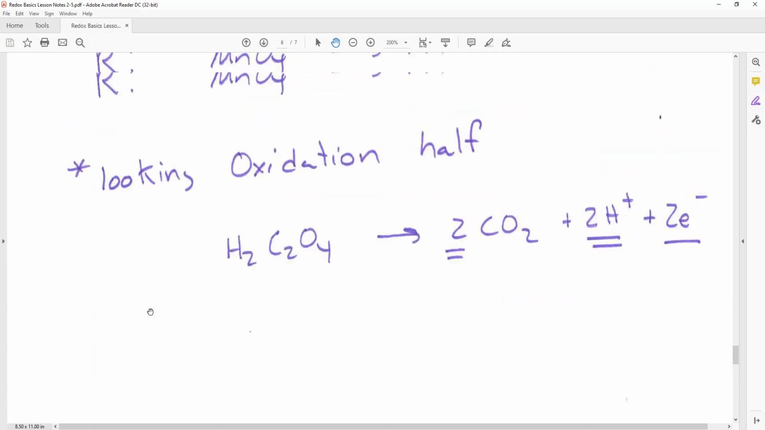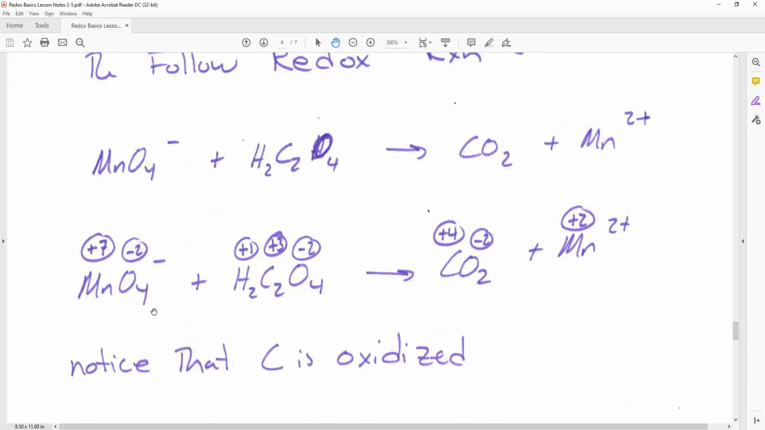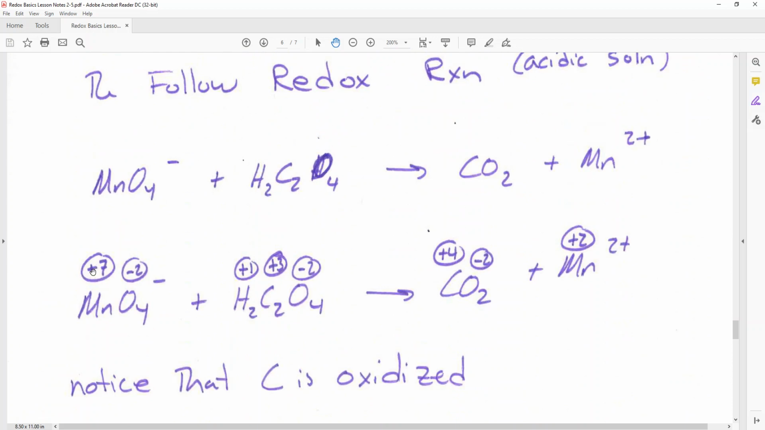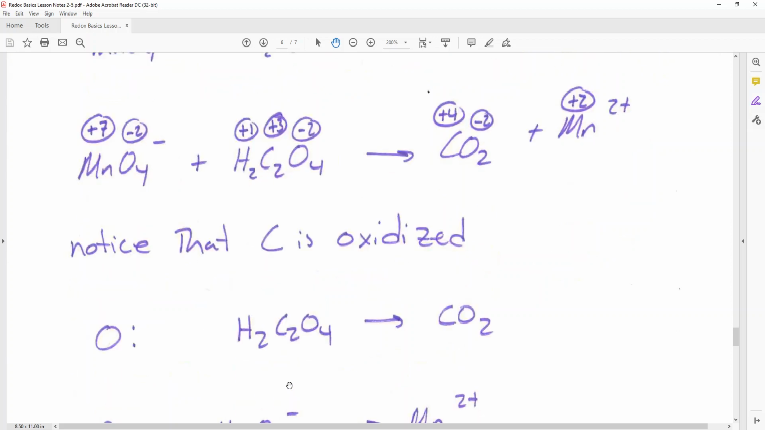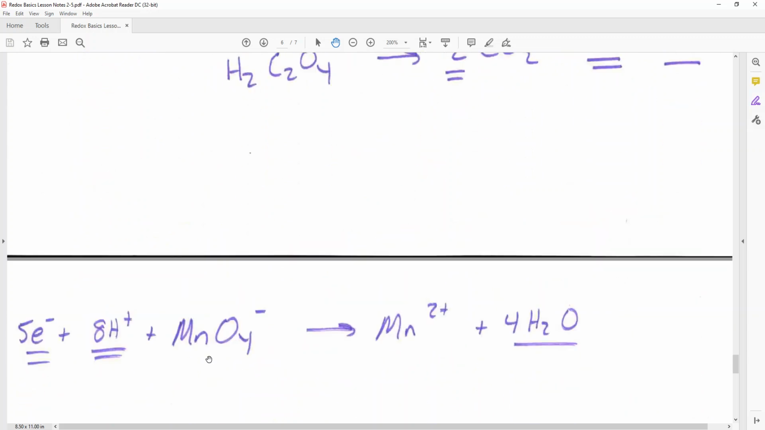And again, let's think about it in terms of oxidation state. What are we saying? Manganese is going from +7 to +2. How does a manganese go from a +7 to a +2? It's got to gain 5 electrons. And so we have 1 manganese going from +7 to +2. That's going to require 5 electrons. There we go.